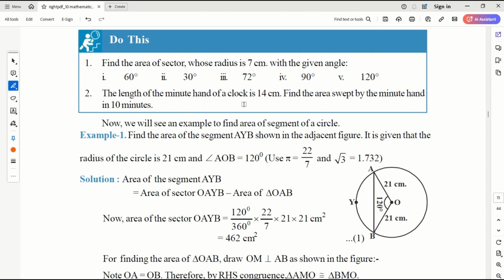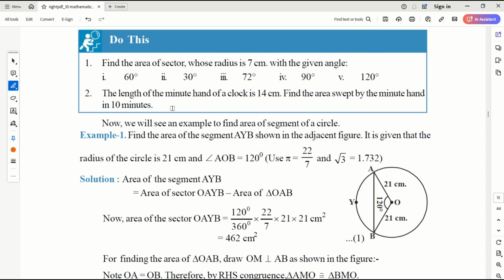The length of minute hand of a clock is 14 centimeters. Let this be R. Find the area swept by the minute hand in 10 minutes. In 10 minutes, minute hand goes two numbers, right? If it is at 12, it will go to 2, which means it is sweeping 2 out of 12. Correct? That is 1/6 area it is sweeping. So 1 by 6 into pi r square.